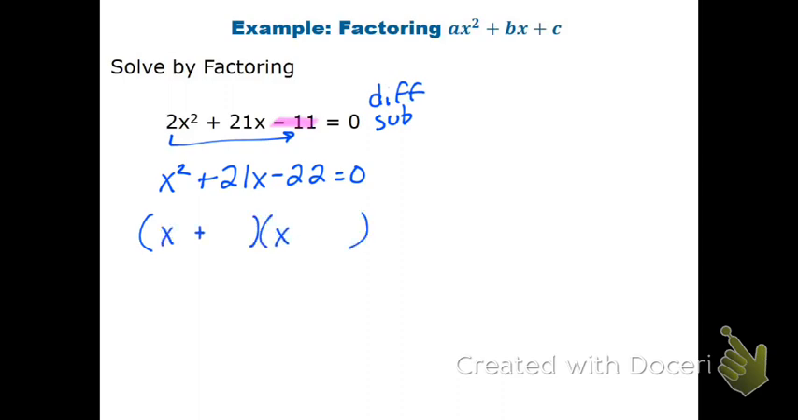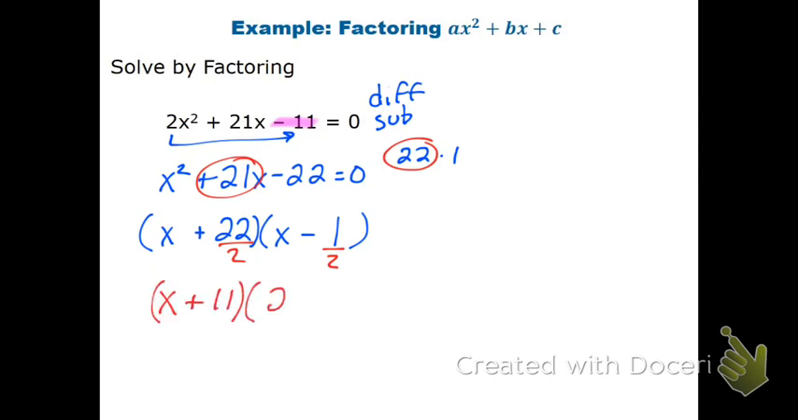So I do different signs. Two numbers that multiply to give me 22, that when I subtract them I get 21, will be 22 and 1. And the bigger number has to have the same sign as my b value. So when I do that, I'm going to have a positive 22 and a negative 1. And then I'm going to divide them both by my original a value. So I get x plus 11. And then do bottoms up with my second one. Split it up into two separate equations. So x will be equal to negative 11, or x will be equal to 1/2.